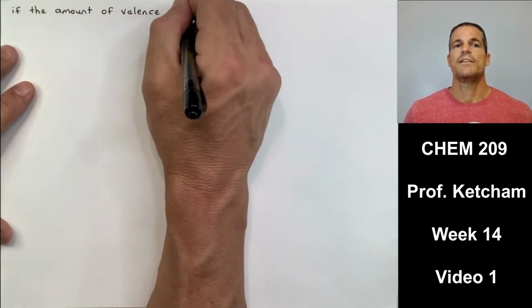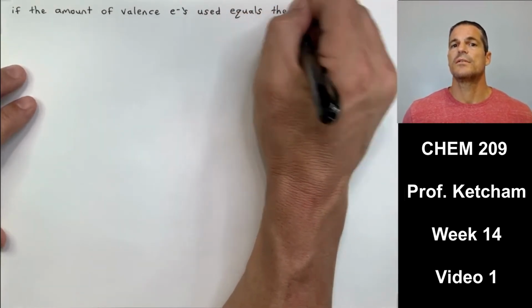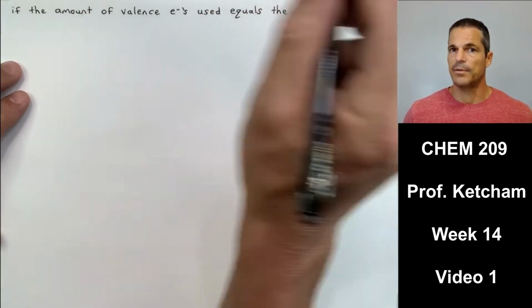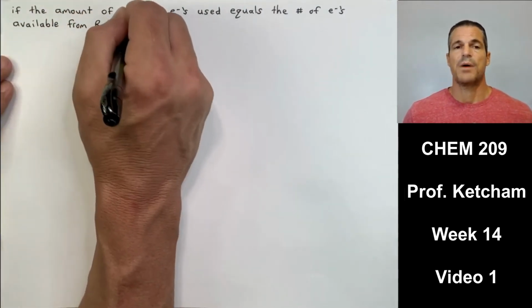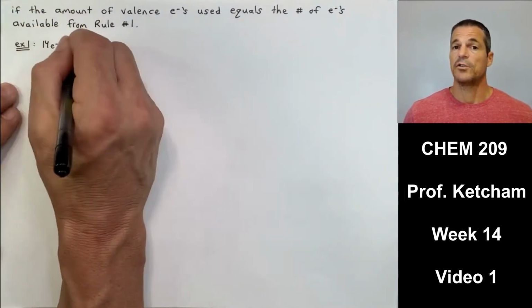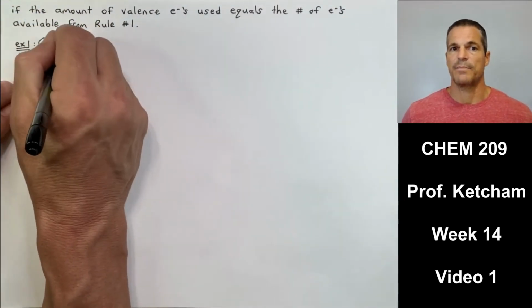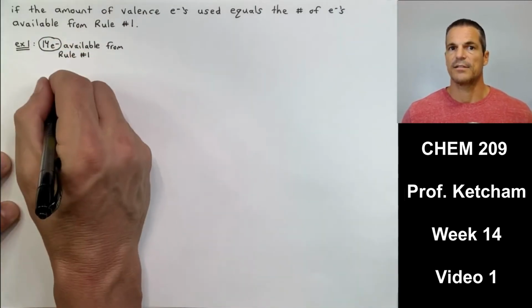So it says if the amount of valence electrons used equals the number of electrons available from rule number 1, then you're done. You can put a box around what you have and call it the Lewis structure. All right, so we got to do plenty of that in the first round of examples. Not so with these more advanced 6 examples.